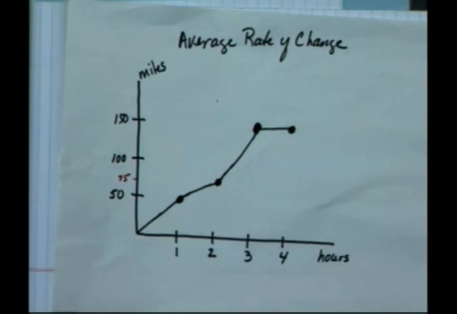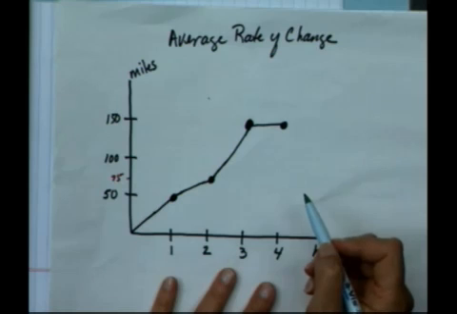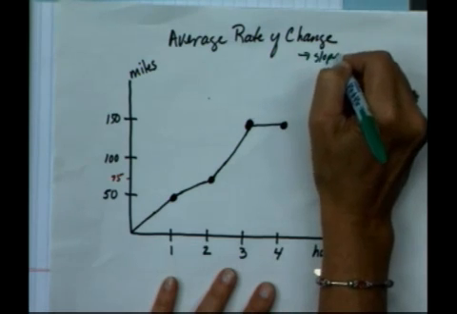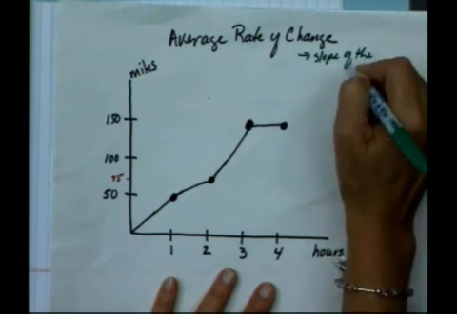Alrighty. Average rate of change. Average rate of change is really no more than the slope of the secant line.